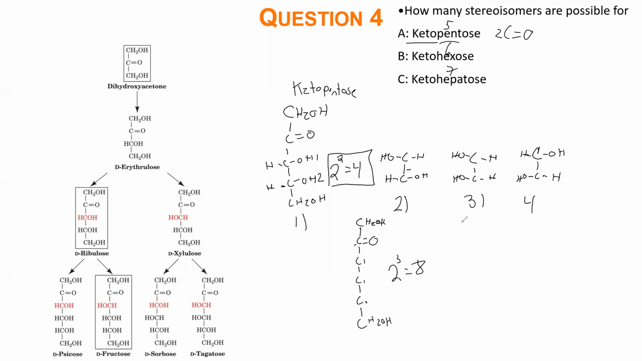And a keto heptose would have 1, 2, 3, 4, 5, 6, 7 carbons. Ketone, second carbon, carbonyl, carbon 1 not chiral, carbon 7 not chiral. So we have 1, 2, 3, 4 chiral carbons. Our math is 2 raised to the power of the number of chiral carbons. So 2 raised to the power of 4: 16 different possibilities with the keto heptose. 16 different stereoisomers.